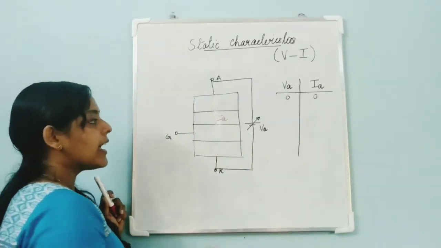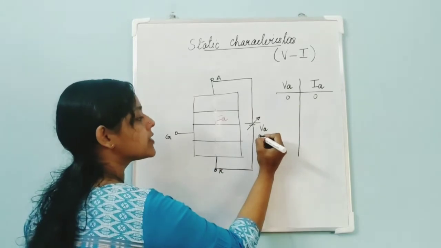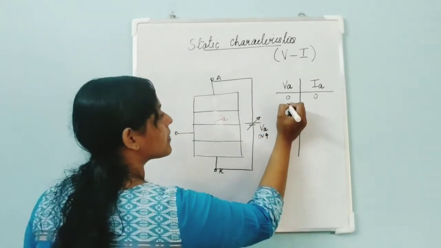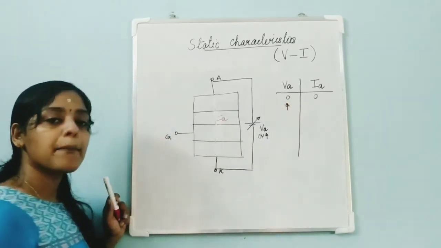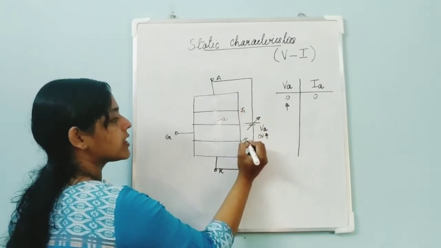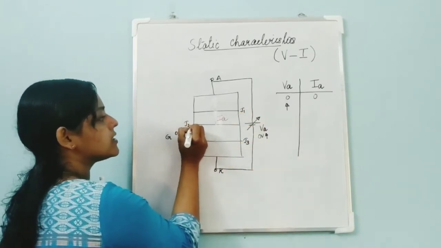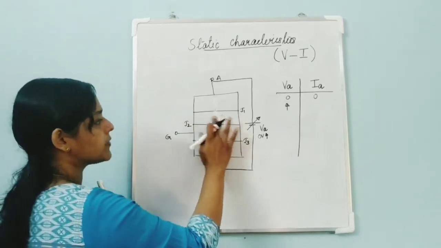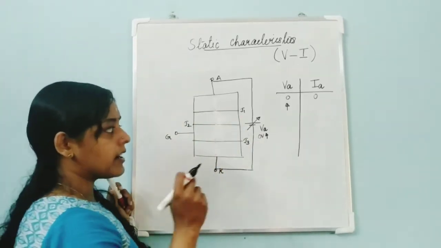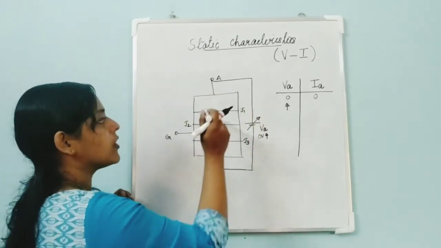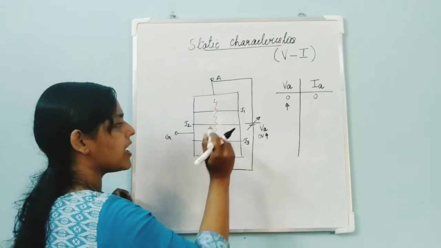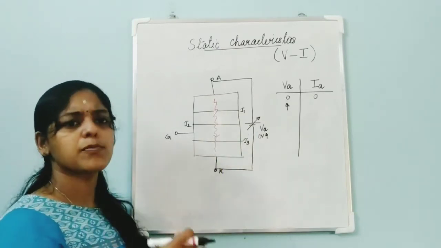Now, if I am gradually increasing the voltage from 0 volts, what happens? Yes, junction J1 and junction J3 will be forward biased, whereas junction J2 is reverse biased. That means the device is not conducting. But when you apply a small voltage, we have studied that a very small leakage current can flow through it.